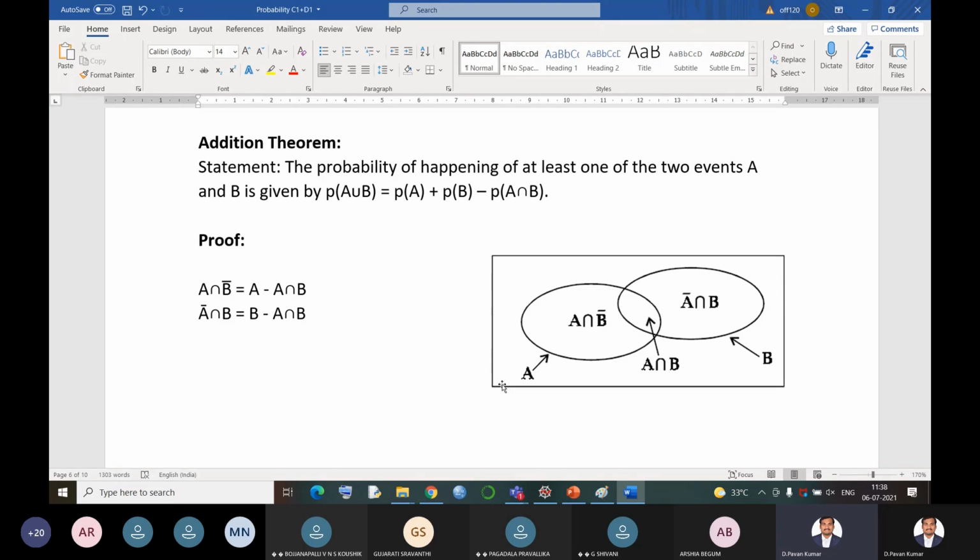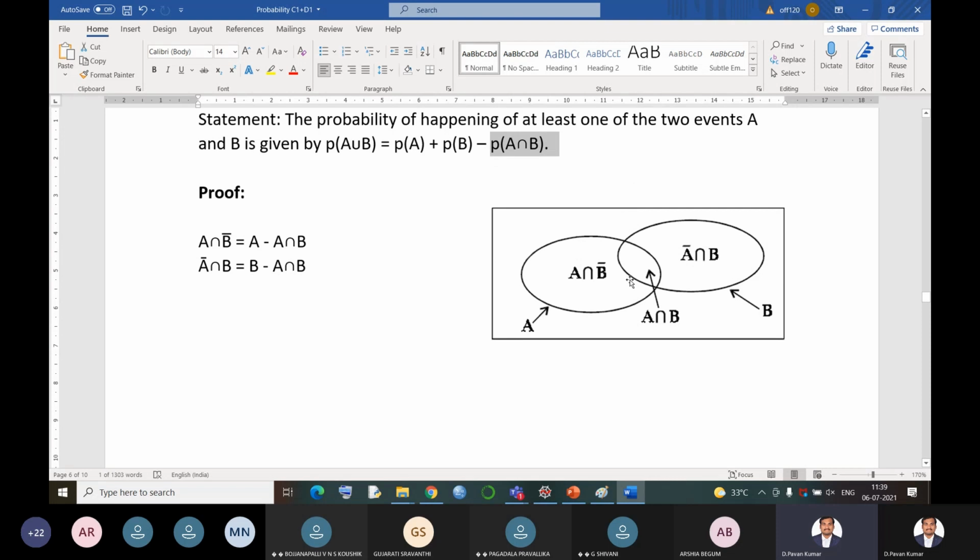Since there are only two events over here, we say at least one of two events, A union B. Now A can happen, B can happen, both A and B can also happen. The formula explains the same thing. Probability of A means A can happen and B also can happen, and both at a time can also happen. So this is the situation. Now to solve this one, I'll use the Venn diagram.